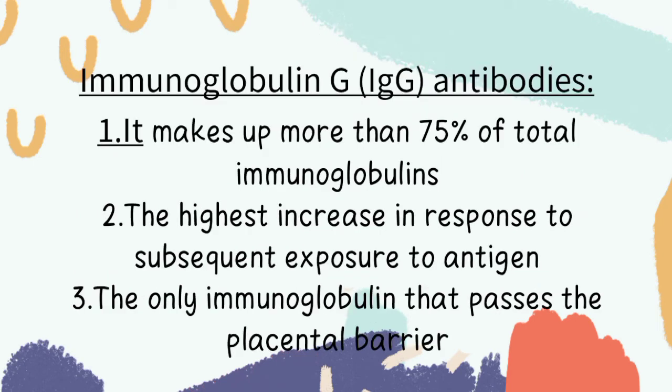Okay, we have the immunoglobulin G antibodies. It takes up more than 70% of the total immunoglobulin in the body. The highest increase in response is to subsequent exposure to antigen. It is the only immunoglobulin that passes the placenta barrier. You see this number 3. This number 3 is an MCQ question.